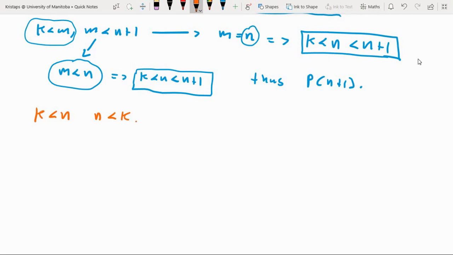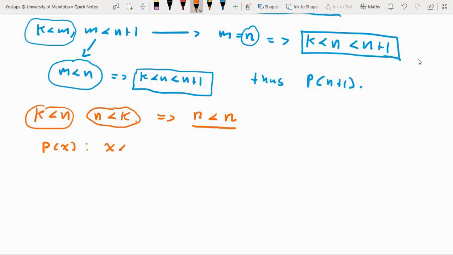Notice that by the transitivity property we just established, if n is less than k and k is less than n, we're able to conclude that n is less than n. And so what we're going to do is prove that this is impossible, once again by using induction. So now our statement P of x is going to be the statement that x less than x is false.